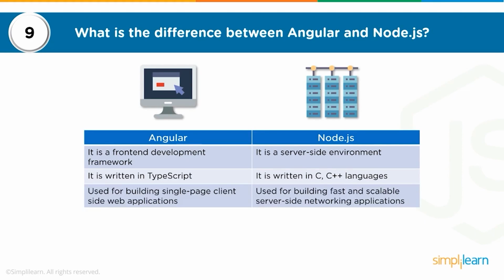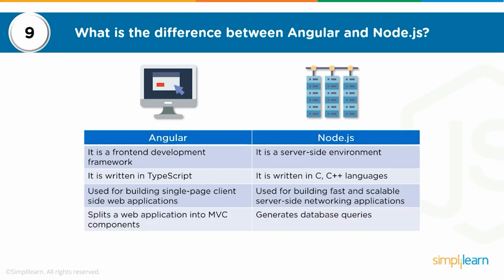Angular is used for building out single-page client-side web applications. And so the key word there is client-side. Whereas Node.js is about building out fast and scalable server-side network applications. Again, the two complement each other. Angular splits web applications into the MVC, model view control, components, whereas Node.js generates a lot of database queries. It does more than that as well, but you can think of Node.js as that glue to your database.